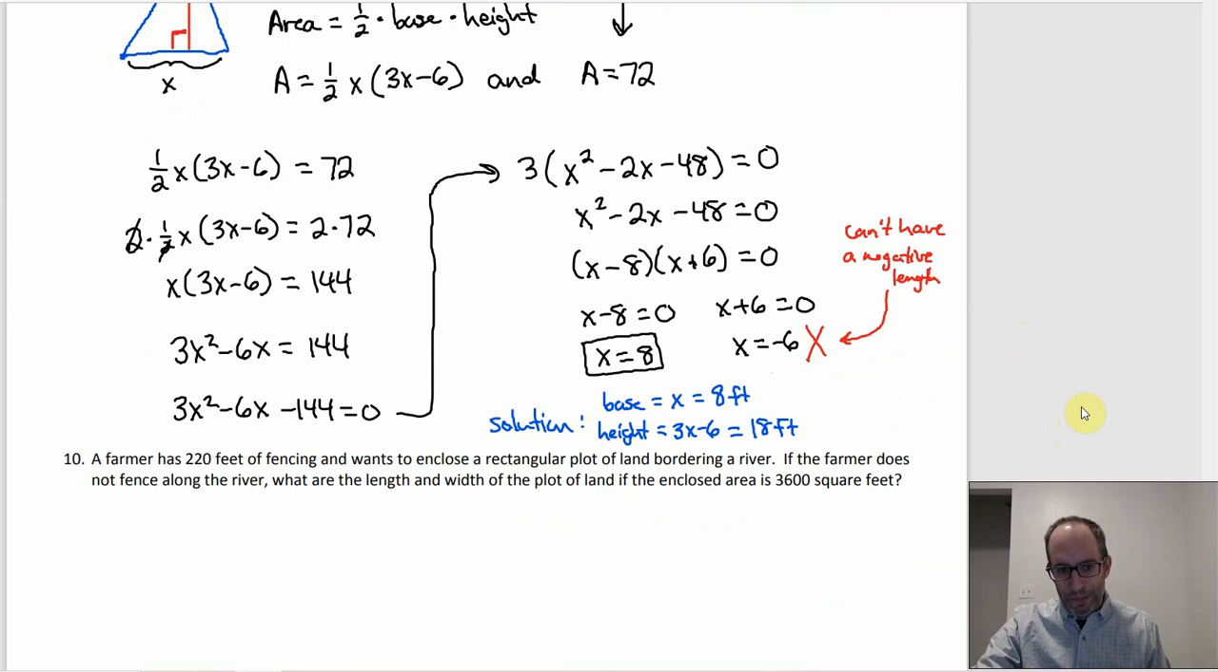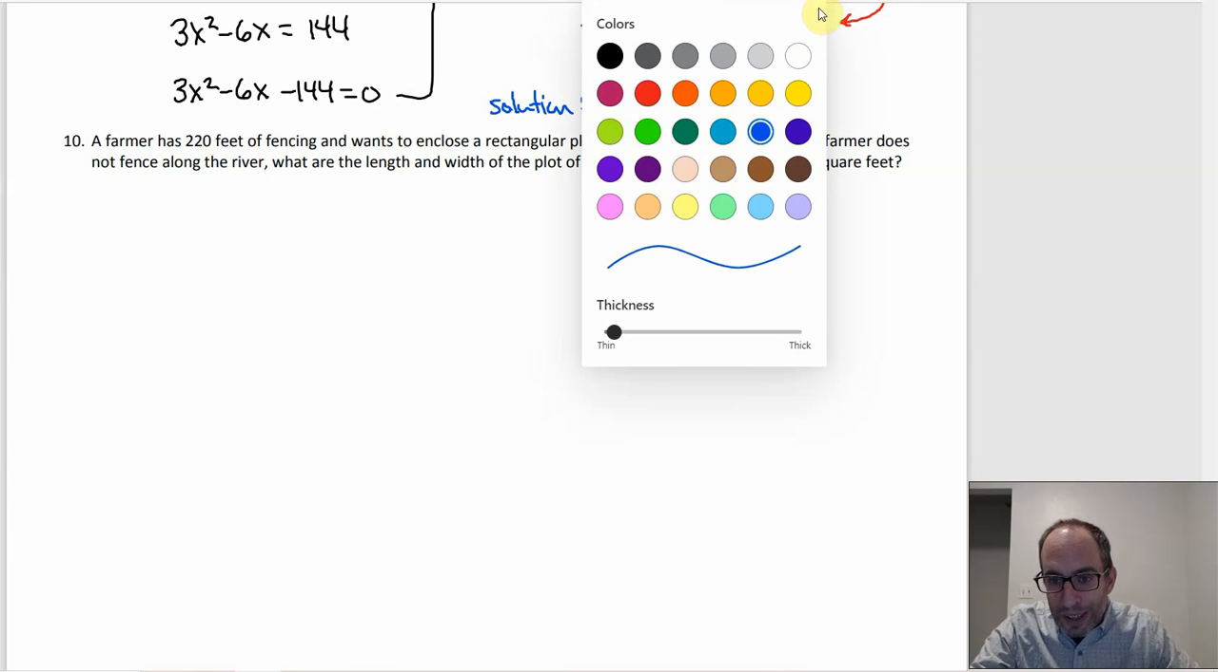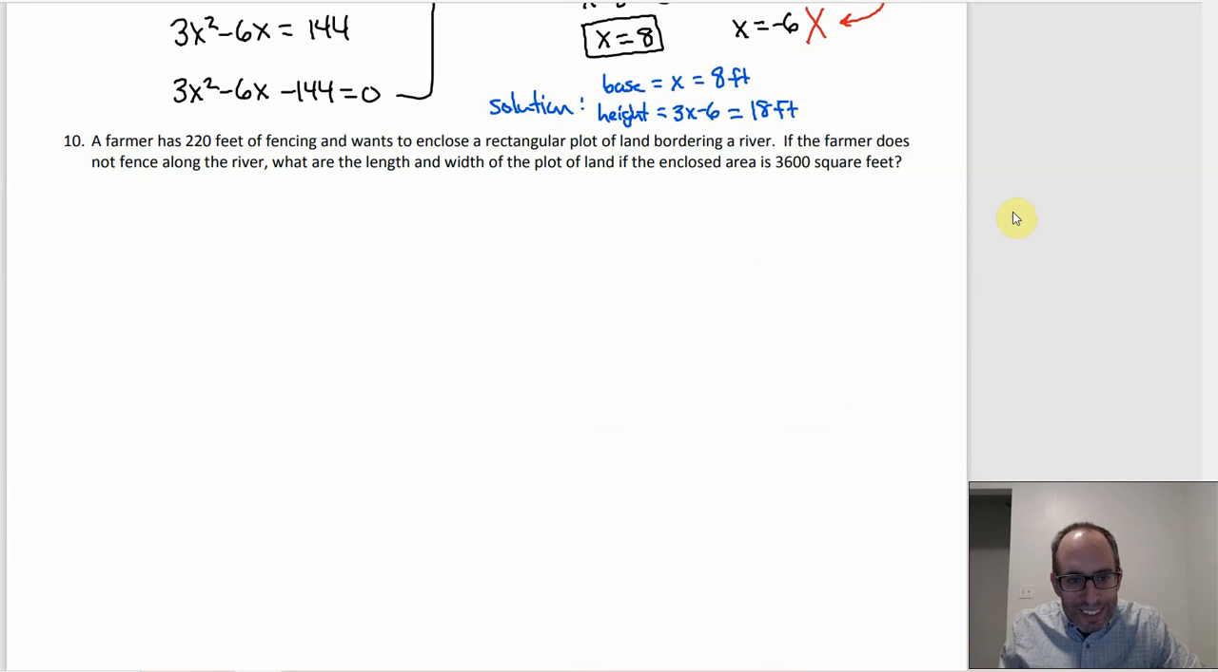All right, number 10, where it says a farmer has 220 feet of fencing and wants to enclose a rectangular plot of land bordering a river. And if the farmer does not fence along the river, what are the length and width of the plot of land if the enclosed area is 3,600 square feet? Okay, first of all, I would draw it. That's a good watercolor.